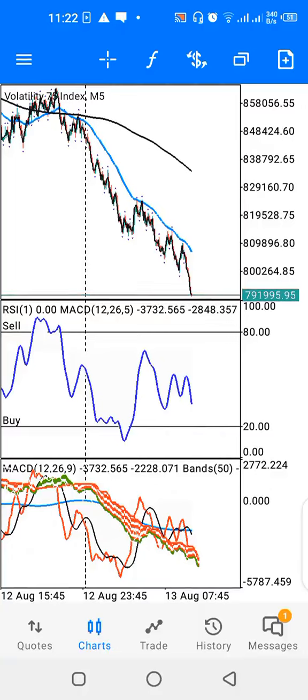Today we'll be looking at a strategy you can use to trade volatility 75 index on the 5 minutes time frame.